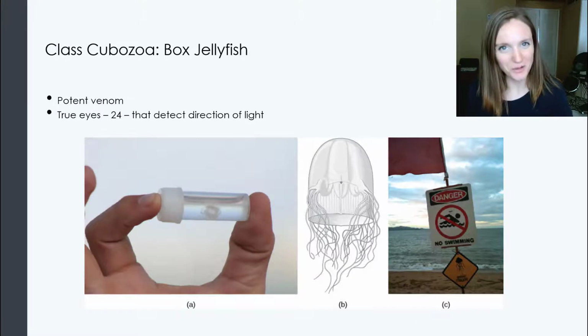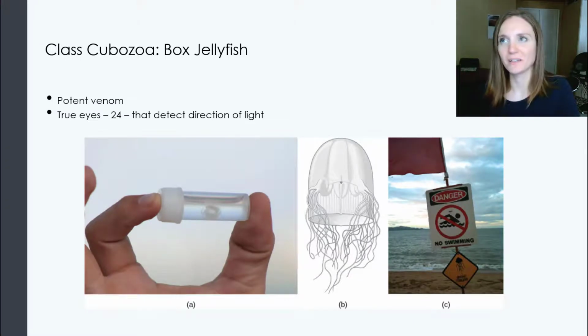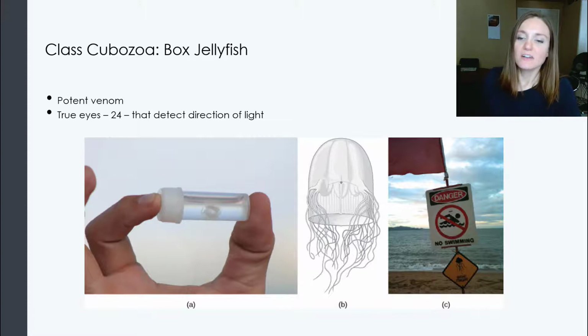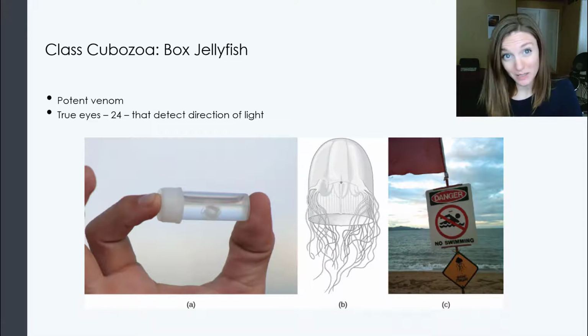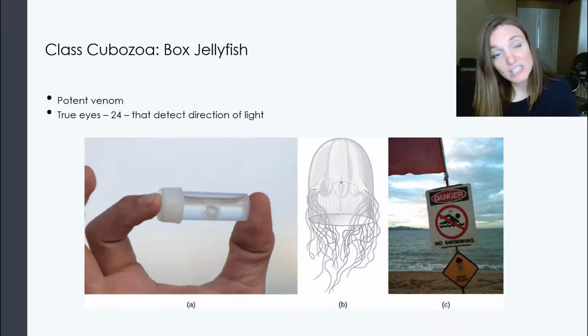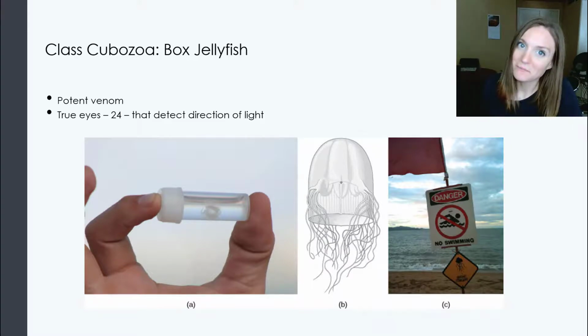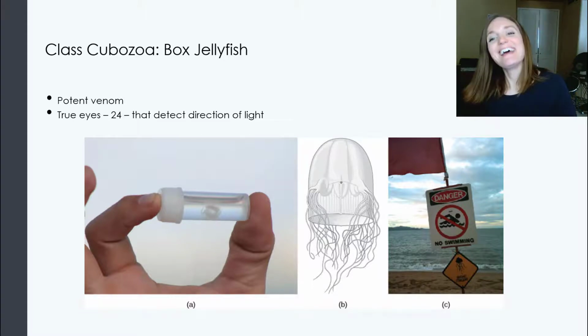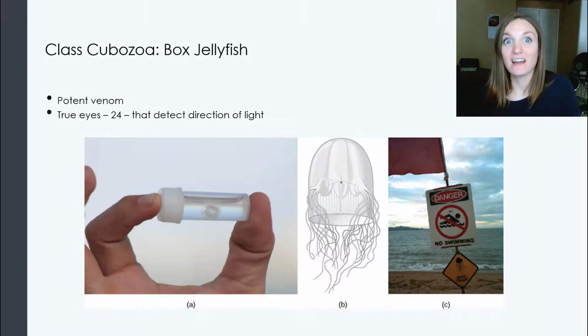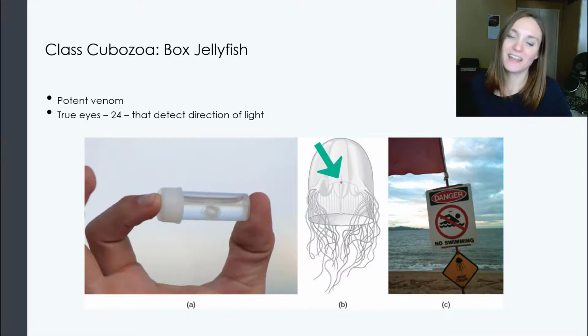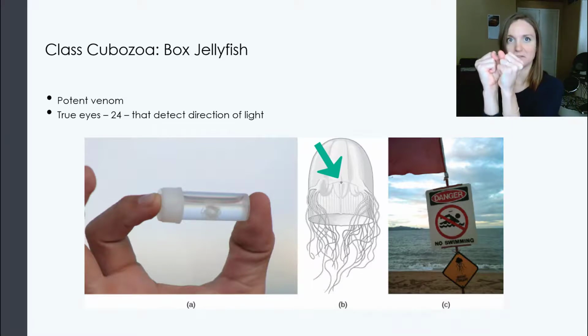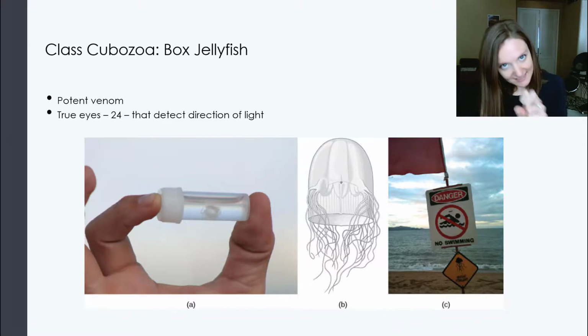And then the Cubozoans. These are also commonly called the box jellyfish. These are unique in the sense that, one, they have incredibly, incredibly potent venom. Like, you could die if you get stung by one of these. Not always, it's not always fatal, but don't go trying to get stung by a box jelly. And two, they have some very rudimentary eyes. They have kind of two sets of light-sensing eyes.